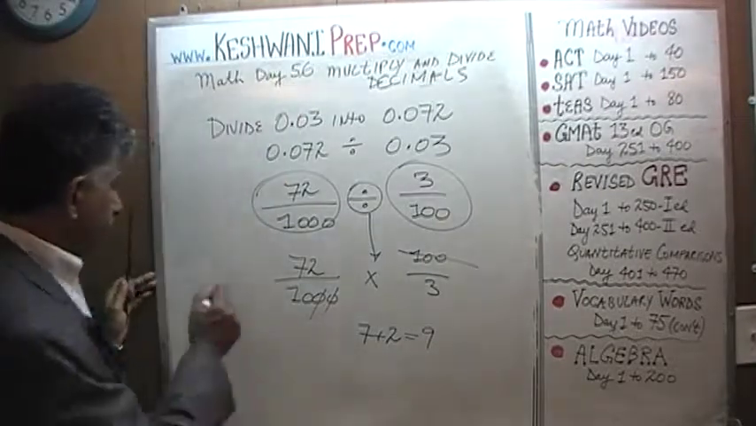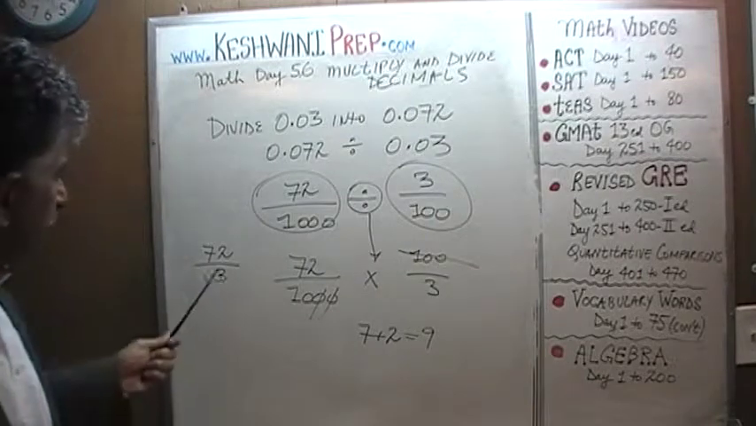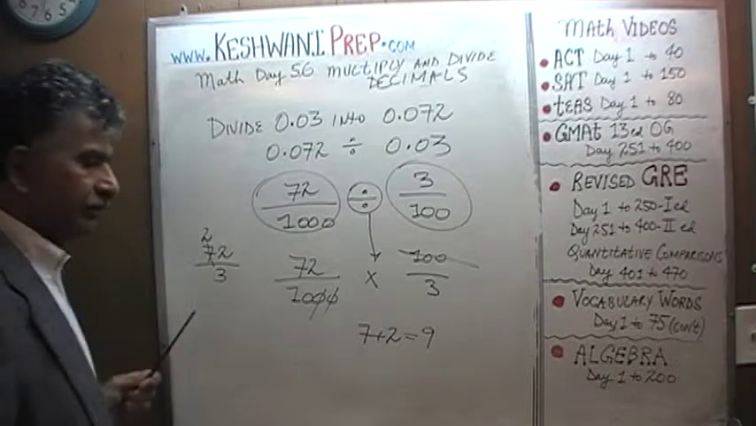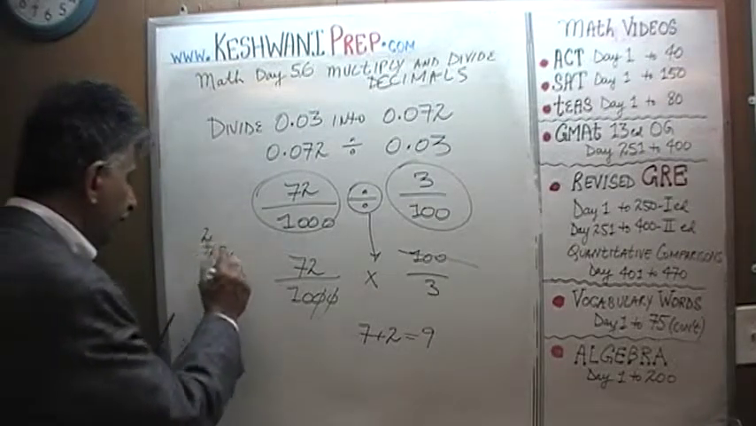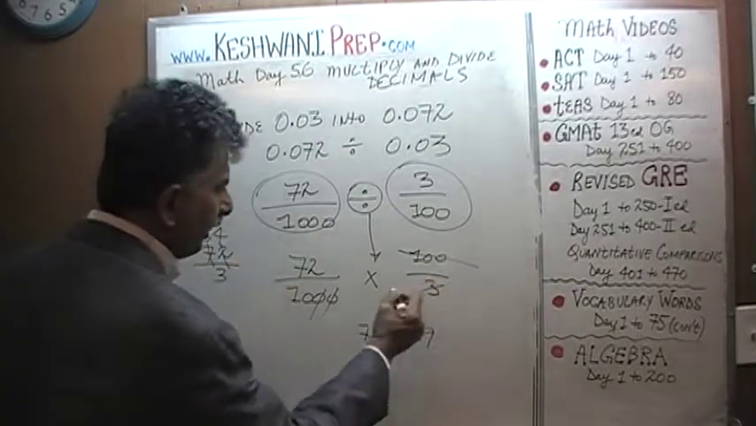Let's do it here. Let's find out how many 3's 72 has. How many 3's does 7 have? 7 has 2 3's. The remaining one goes and joins the 2, becomes 12. And 12 has 4 3's. So 72 divided by 3 is going to be 24.